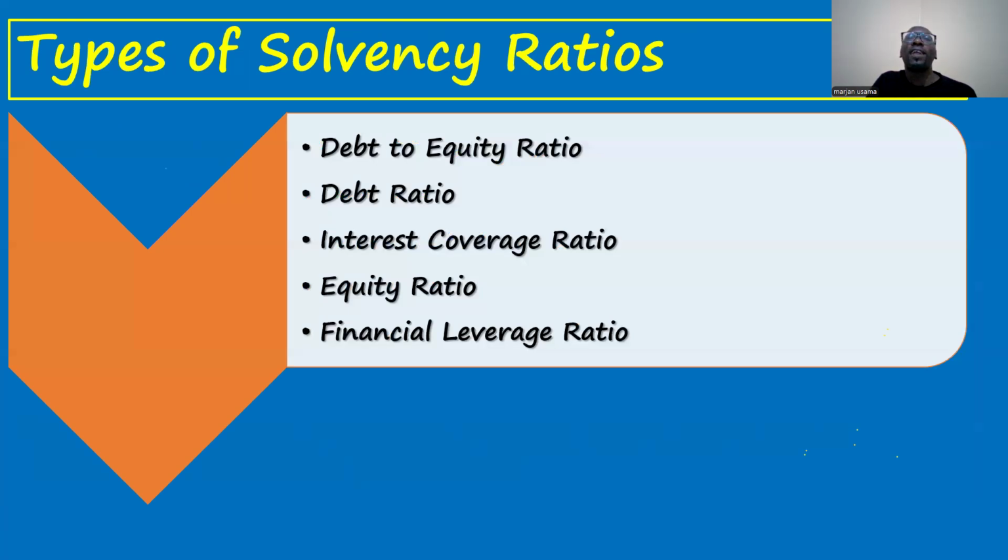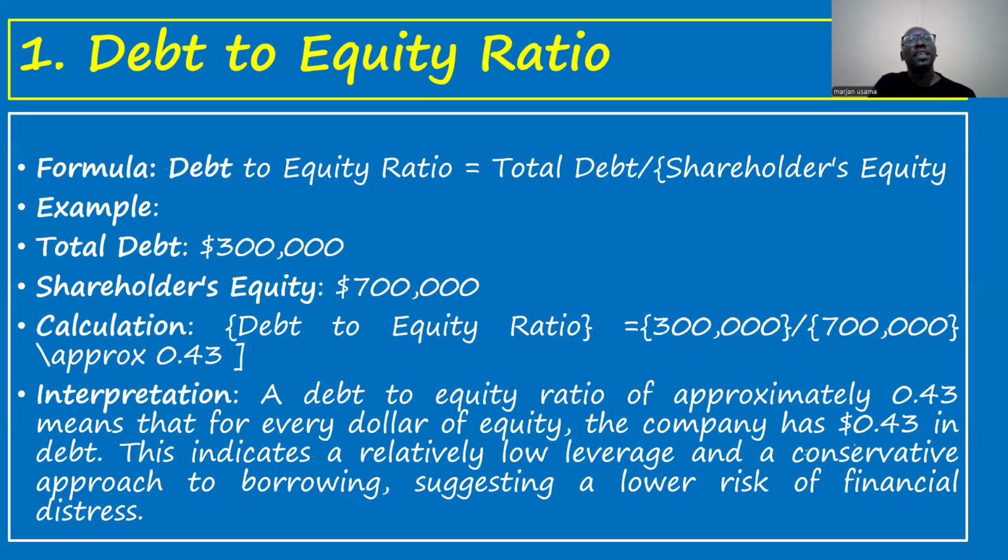So again, there are around 4. We have the debt to equity ratio, debt ratio, interest coverage ratio, the equity ratio, and the financial leverage ratio. For each one of these, you also have a formula. You just apply the formula. So the debt to equity ratio is what? It's total debt divided by the shareholders' equity. As easy as that. So you have in this case 300,000 divided by 700.